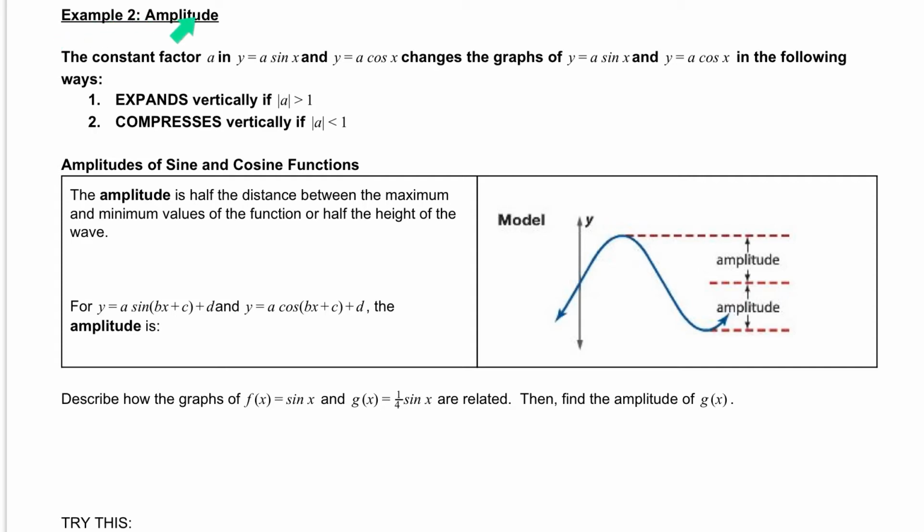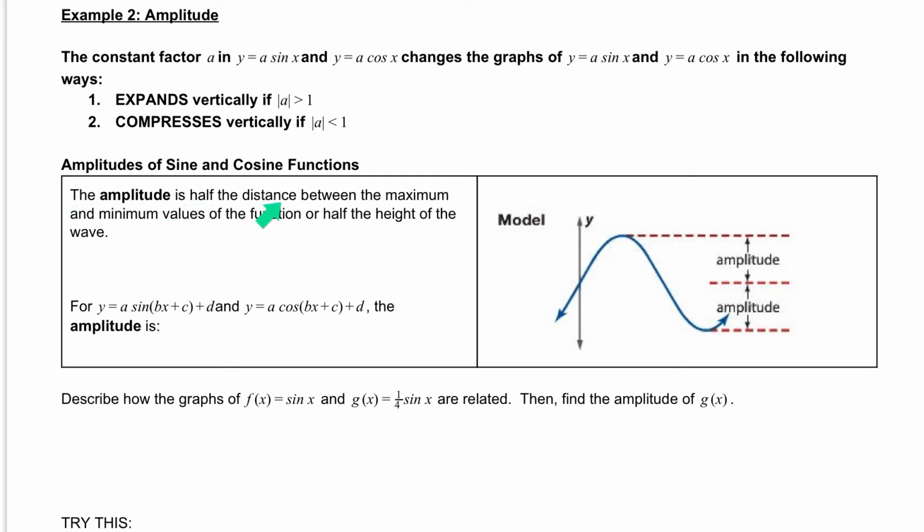In example 2, we're going to talk about amplitude. Amplitude, the constant factor a in y equals a sine x and y equals a cosine x, changes the graphs of y equals a sine x and y equals a cosine of x in the following ways. It's going to expand the graph vertically if the absolute value of a is greater than 1, and it is going to compress it vertically if the absolute value of a is less than 1.